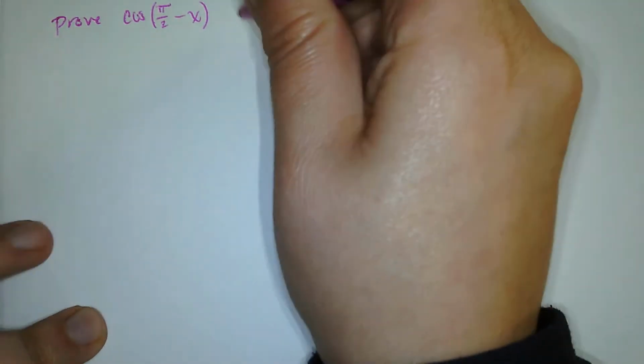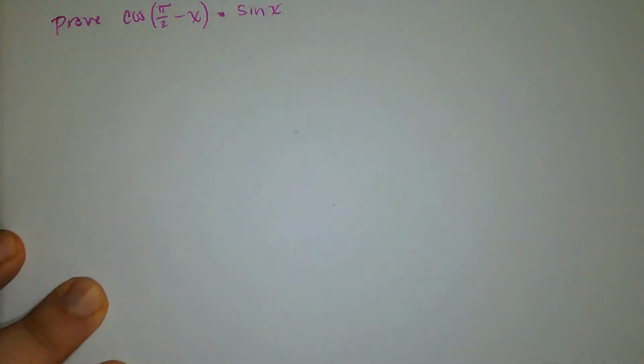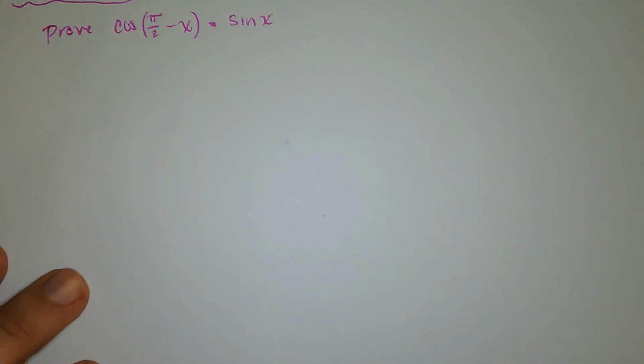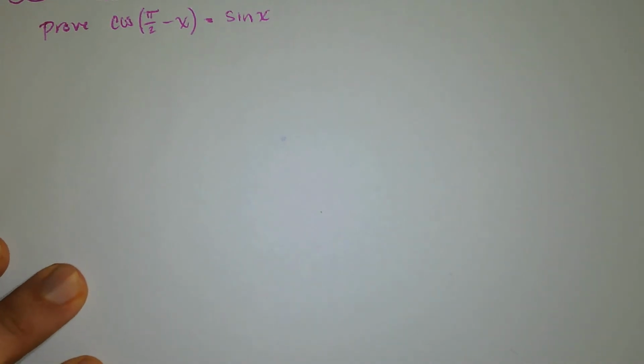Okay, the other thing we're going to do today is we're going to prove an identity. So prove that cosine of pi over 2 minus x equals sine of x. Okay, so using our new formula, can we prove that this is true? Just like any of our other properties that we've been using, we could do this.